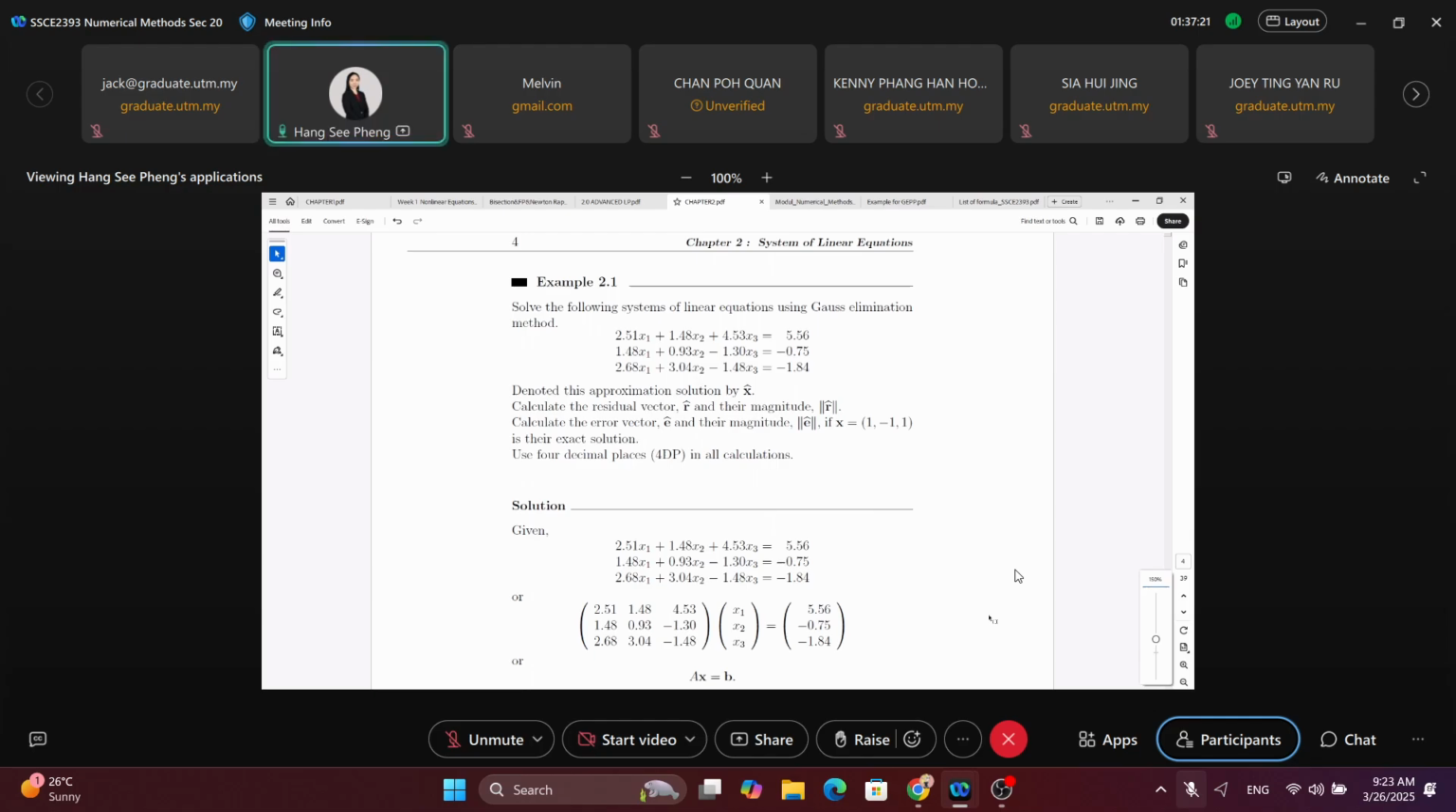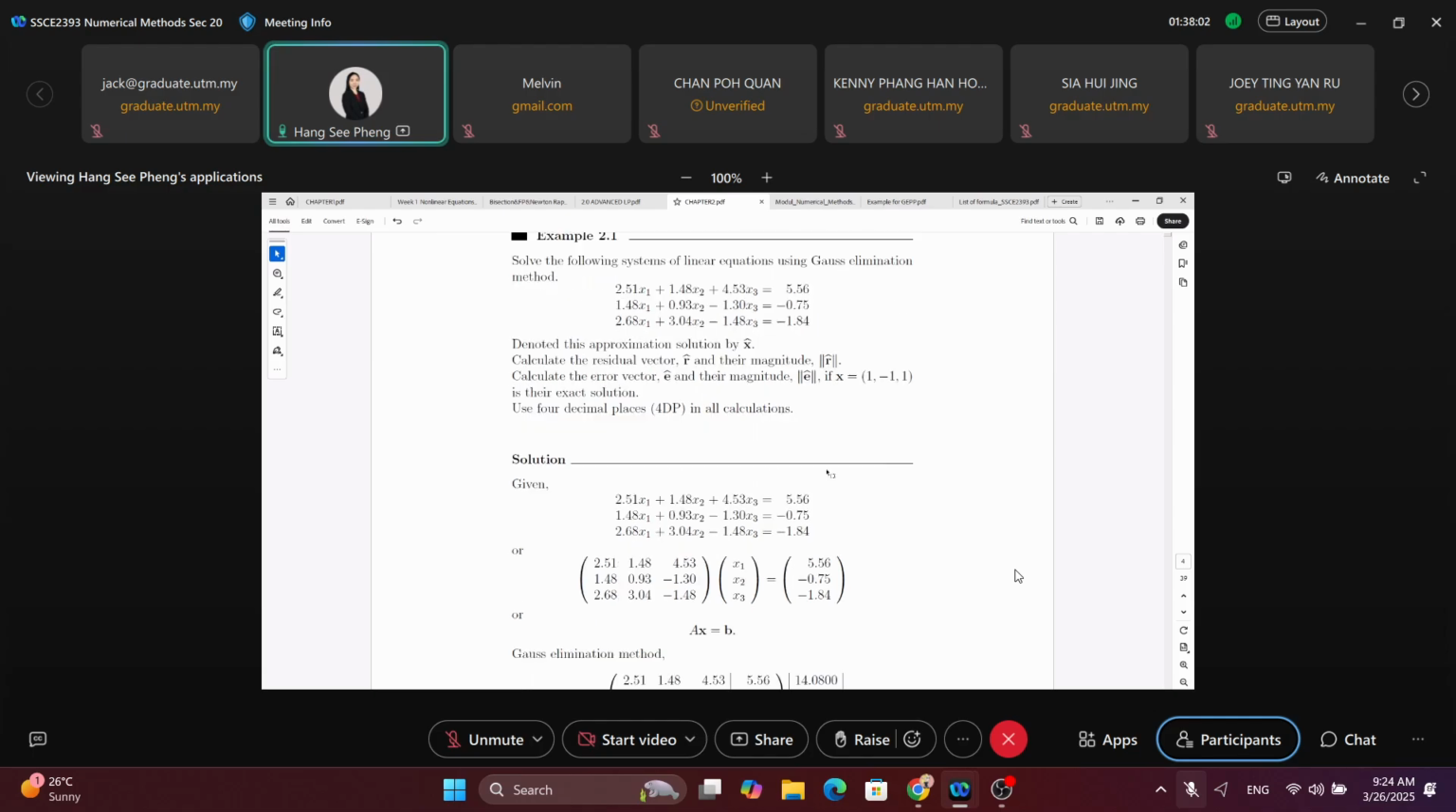In this example, solve the following system of linear equations using Gauss elimination. So 3 equations, 3 unknowns. The instruction given denotes that the approximate solution x hat is the vector x1, x2, x3. Then we have to calculate the residual errors, the magnitude, and also calculate the error vector. Later we'll see the example. Given the actual solution is 1, minus 1, and 1, how do you compare it with the solution that you find by using Gauss elimination? Now, we will go through it.